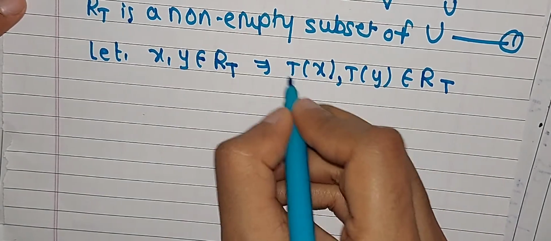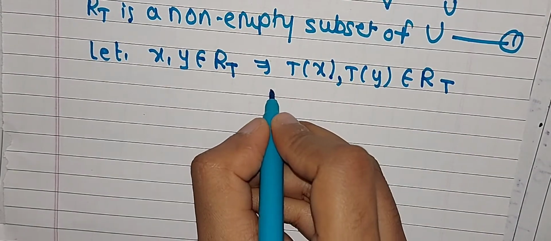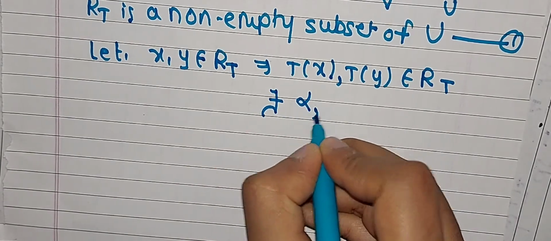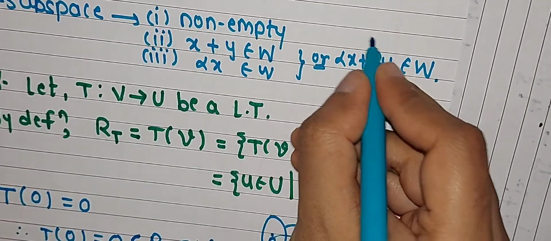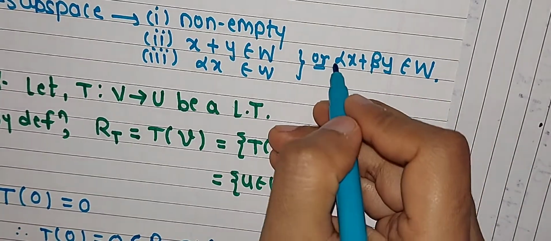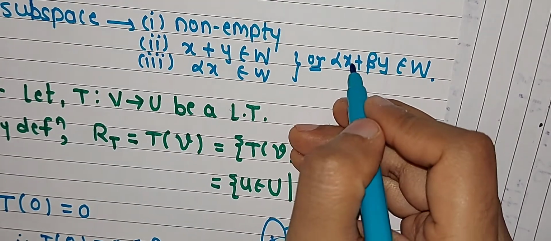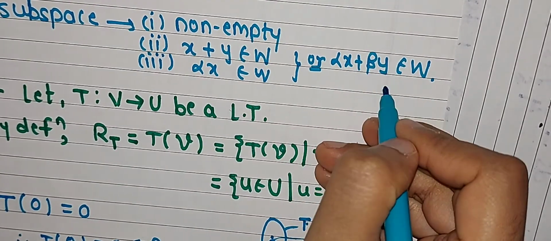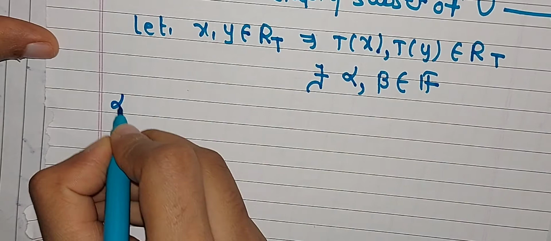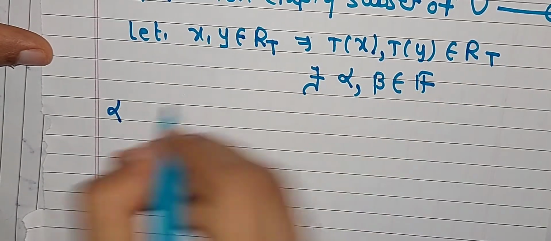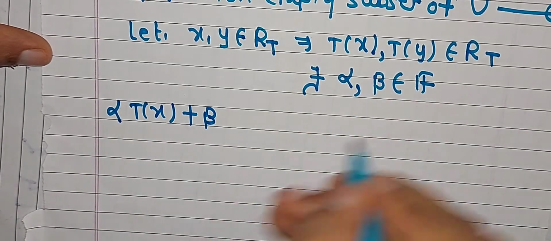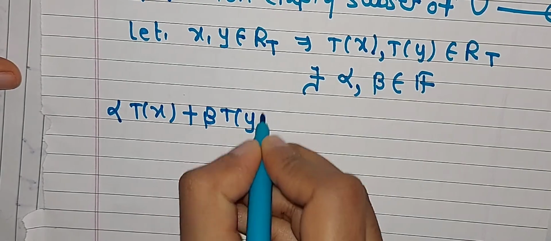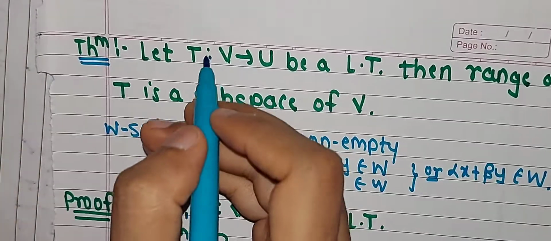If these are my two elements of the range of T, then we will consider two corresponding scalars, that is alpha and beta belonging to my field F. Then we will consider the multiplication and addition, that is, one element from the scalars and one element from the set, similarly one scalar and one element from the set, and take their addition. So consider alpha as it is, times one element from R of T, that is T of x, plus beta as it is, times T of y.